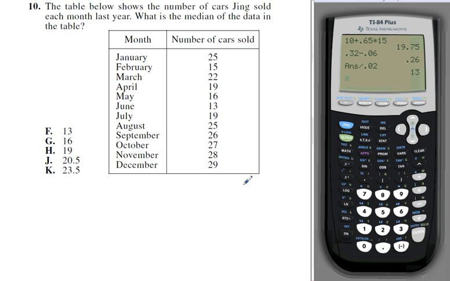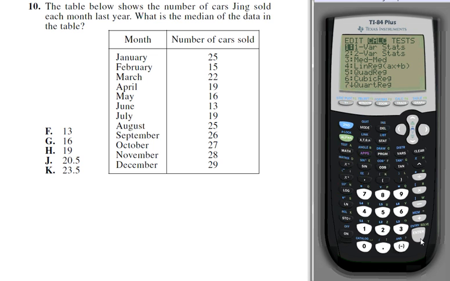I like to do it in the calculator because I can type pretty fast in the calculator. So I go Stat, Edit, and then I've got 25, 15, 22, 19, 16, 13, 19, 25, 26, 27, 28, 29. All right, so I've got 12 numbers in there. And if I go Stat, Calc, one variable statistics, and scroll down, it actually tells me what the median is, 23.5.